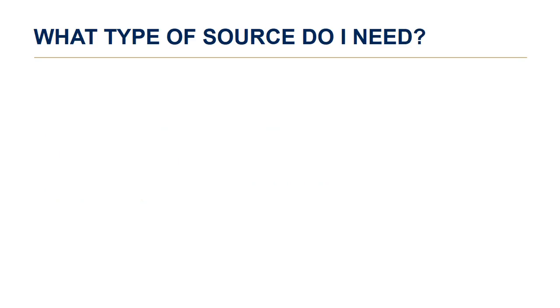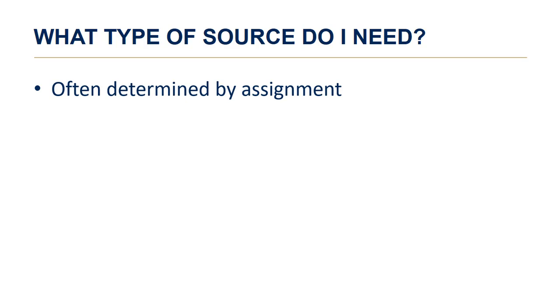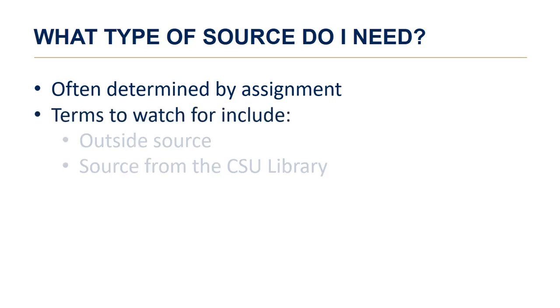To figure out what type of source is needed, you should always start by turning to the assignment criteria. Often, the assignment clearly states what kind of source we should look for, but sometimes it's a little confusing. Here are some key terms to watch out for. Does the assignment simply mention outside sources, or are you required to find your sources within the CSU library? Outside sources can sometimes include just about anything that's reliable, including your textbook or course study guide. But if your assignment specifies library resources, then you will need to stick to our library databases when searching for information.